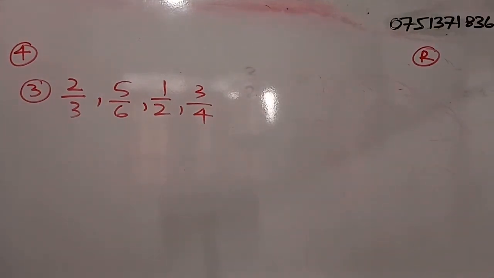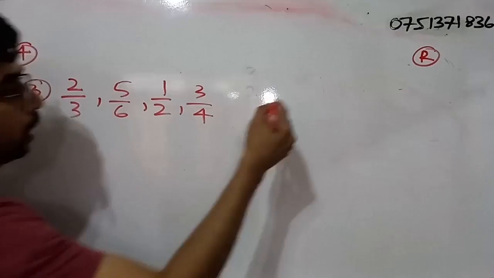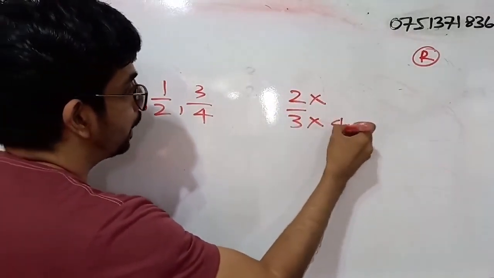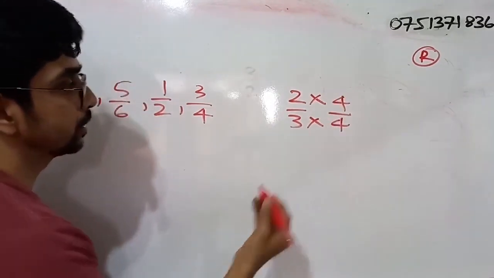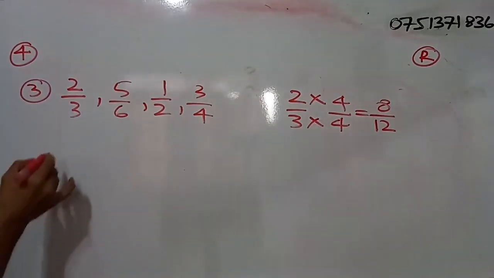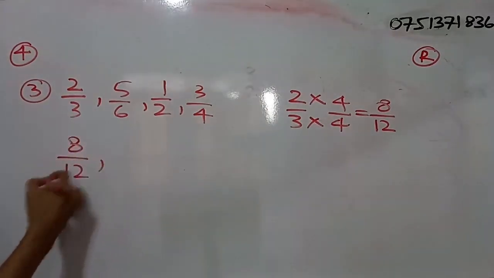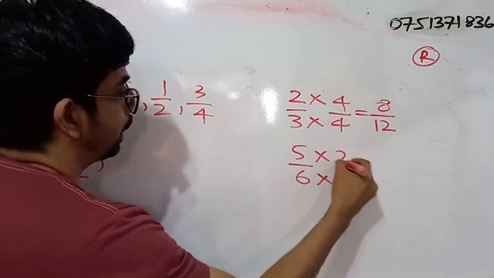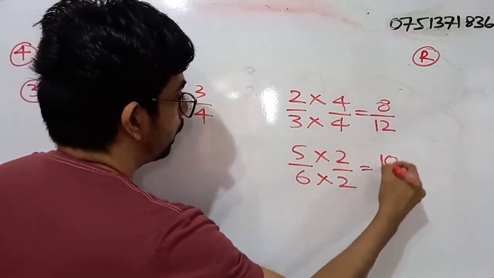Right? So what is the LCM of 3, 6, 2 and 4? So I'm going to pick 12. Right? Okay. So 2 by 3, I have to multiply the numerator and the denominator by what? 4. So 8 by 12. Right? 8 by 12. Then I have 5 by 6. So I will multiply the numerator and the denominator by 2. So I will get 10 by 12.